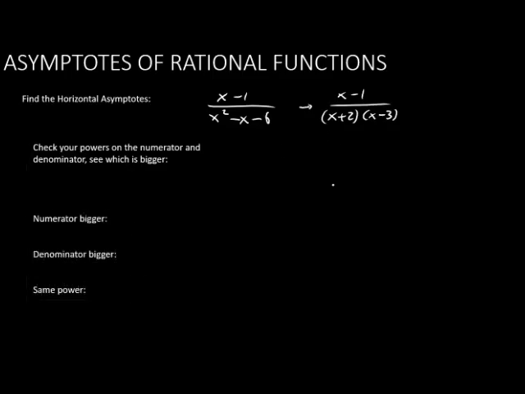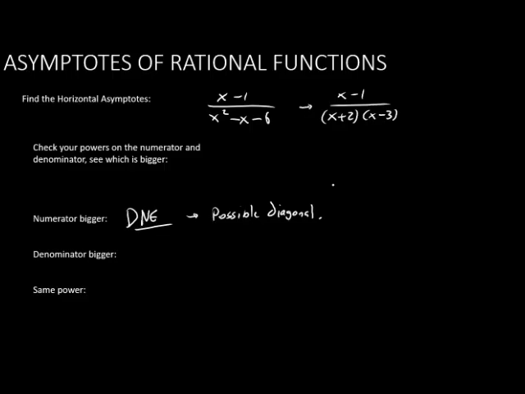If the numerator's power is larger, we would say there is no horizontal asymptote, and we would say DNE. However, there is a possible diagonal asymptote if the numerator's power is bigger. Also note, it's not possible to have a diagonal and a horizontal asymptote at the same time in this class. If the numerator has a bigger power, you'll have a diagonal but not a horizontal.